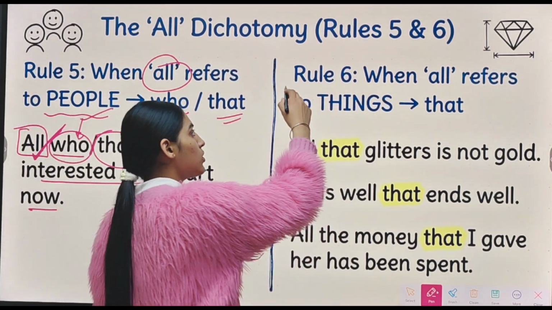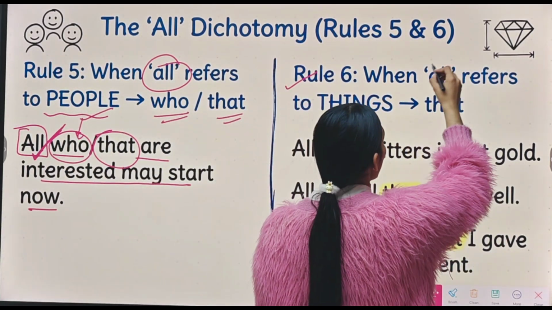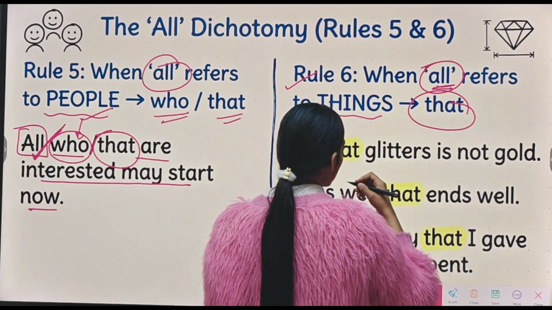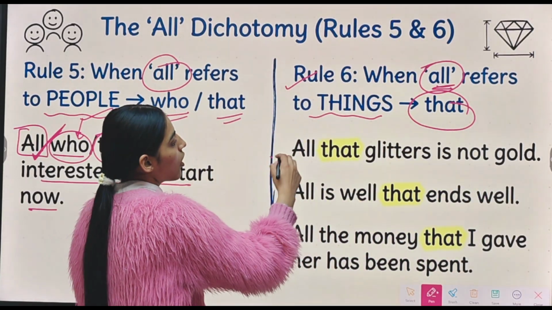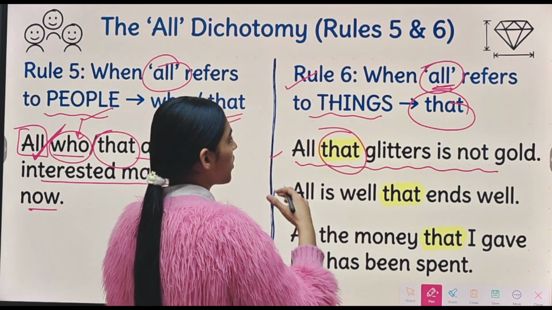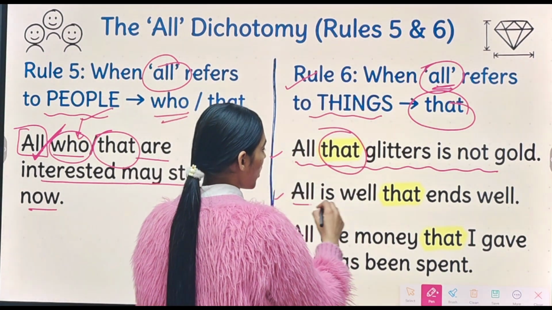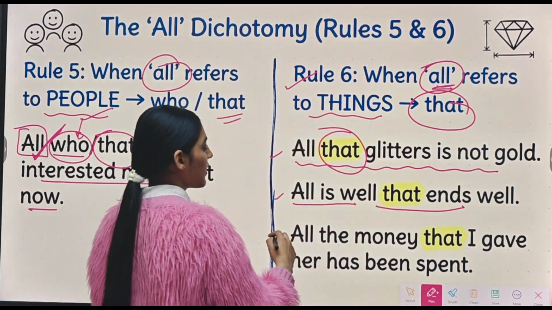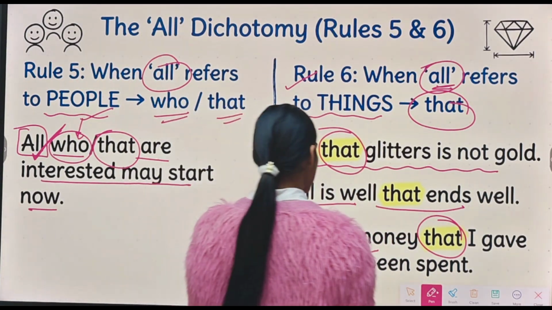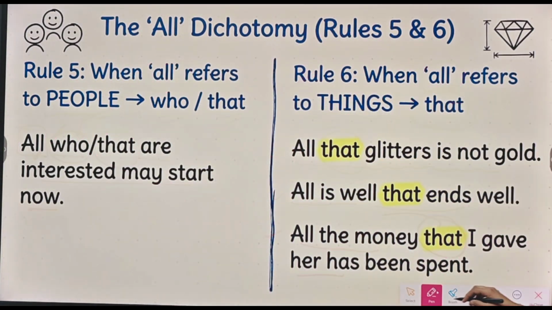Now moving on, we have rule number six. Rule number six says when all refers to things, we will use that. Now let's see the example that we have. All that glitters is not gold. So here that is used for things. Then we have, all is well that ends well. Then we have, all the money that I gave her has been spent. So here it is behaving as object.